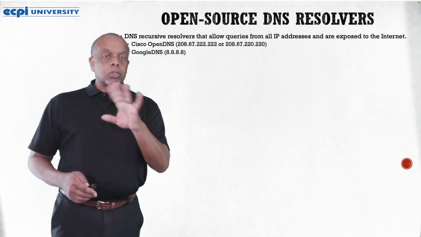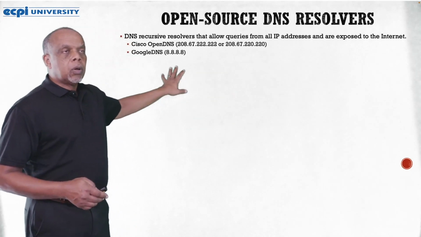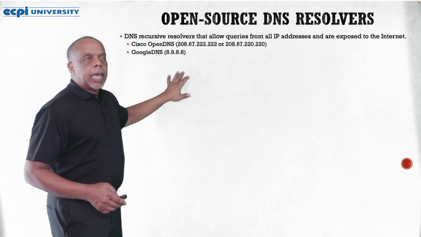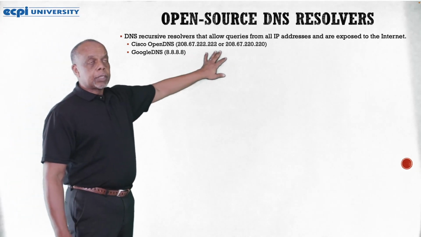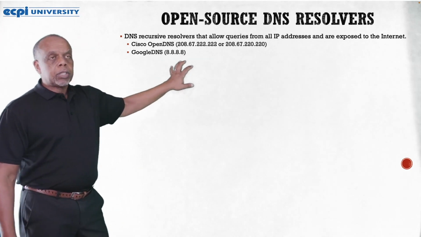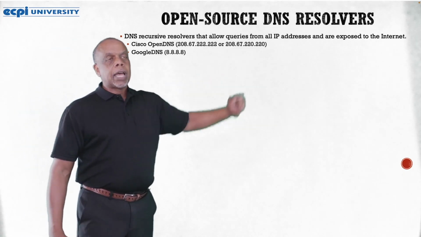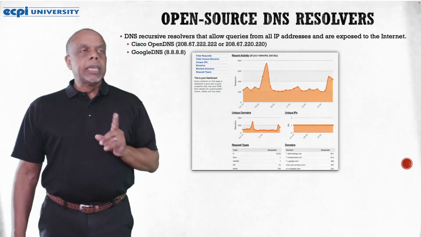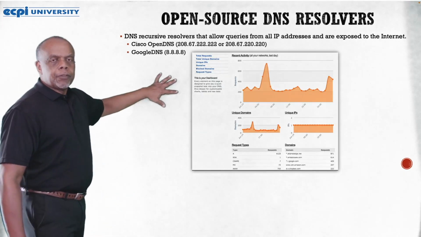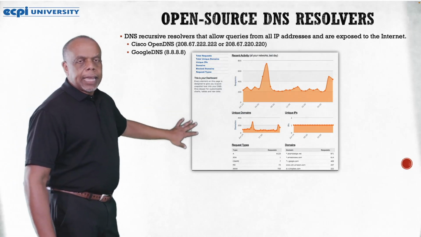Use an open source DNS resolver like Cisco OpenDNS or Google DNS, and these are the actual IP addresses. So you can use these once you set up an account with OpenDNS or Google DNS, and you would just type those IP addresses in. But what it gives you now is a lot more information about the DNS activity.